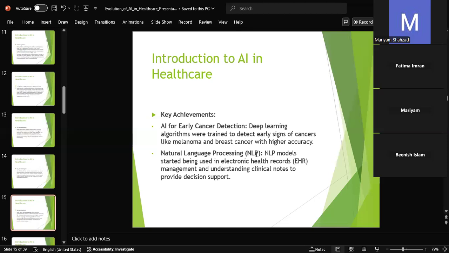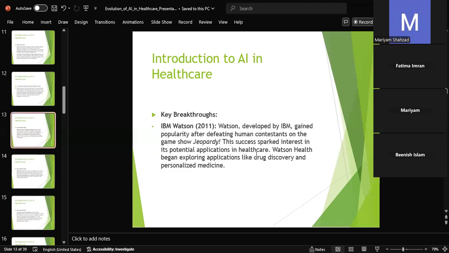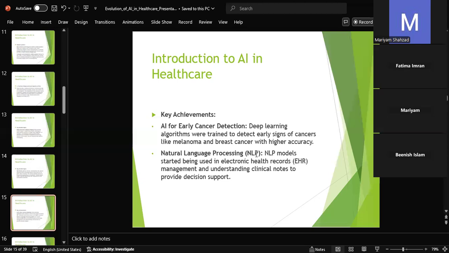So key achievements, again: deep learning in medical imaging, AI for cancer detection, early cancer detection. Cancer can be detected later on as well, but for early detection, these models and algorithms were used. These were trained on vast amounts of image data sets in order to detect the early signs of cancers like melanoma or breast cancer with higher accuracy.